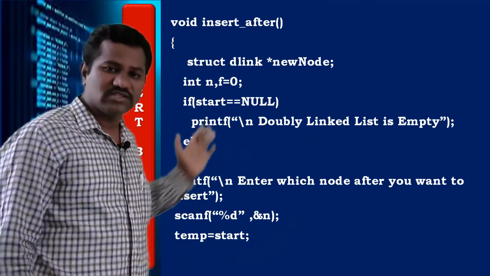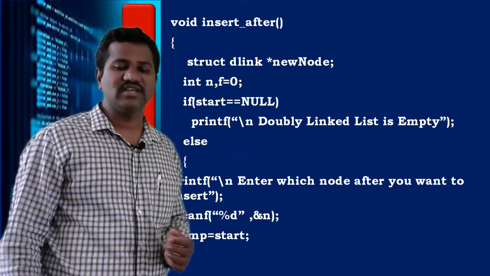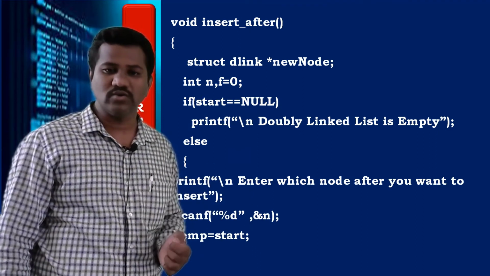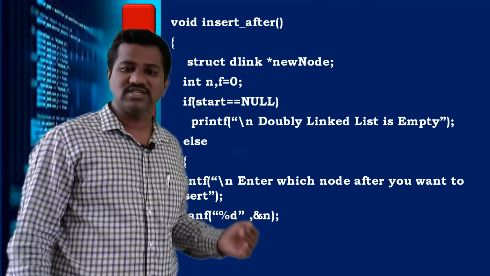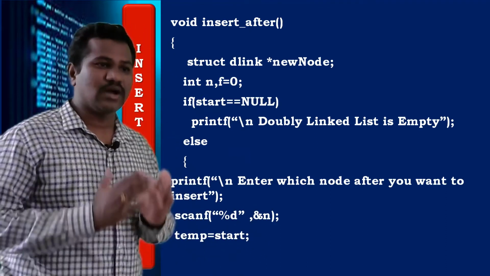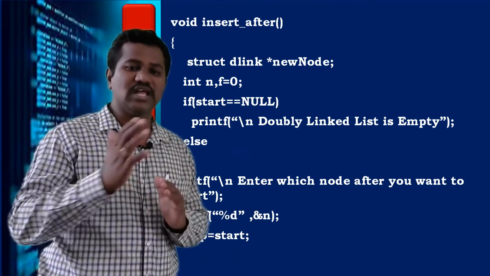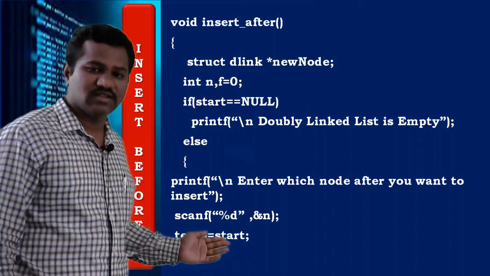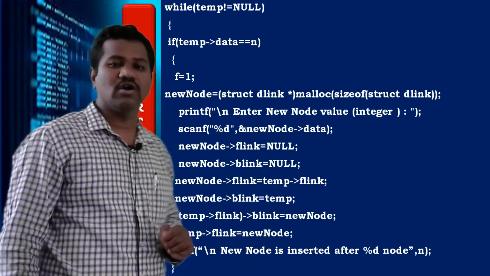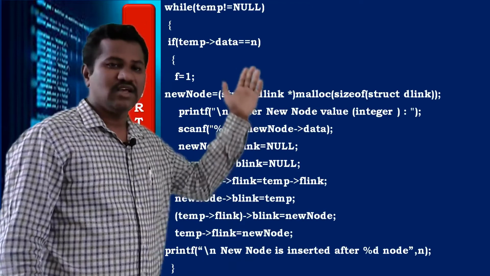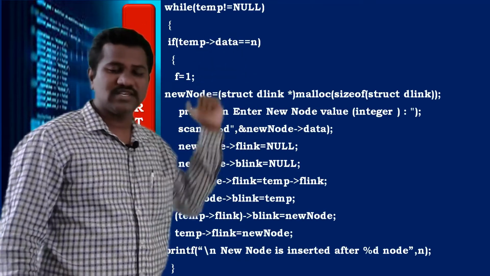If that condition is false, it goes to the else part, where we enter a message, enter which node after which you want to insert, and we store that value in some variable called n. Then we need to compare the data part of the first node till the last node, and for that purpose we store the first node address in a variable called temp. Here, temp not equal to null is the condition, which means it enters the while loop.